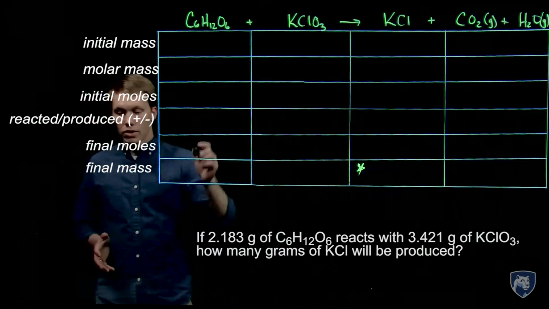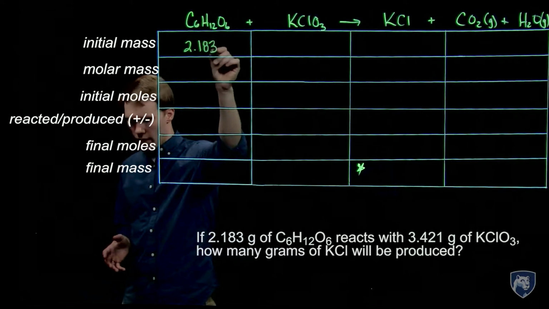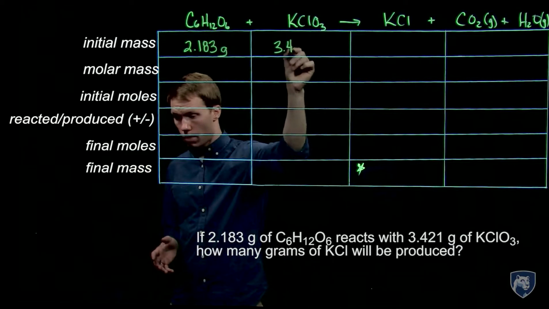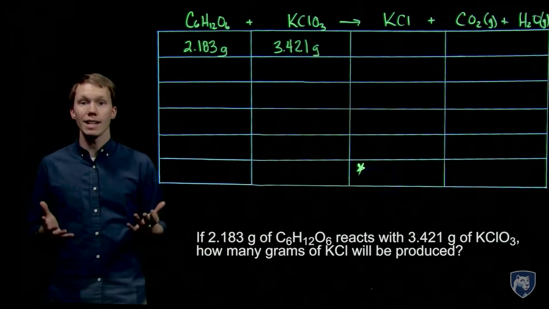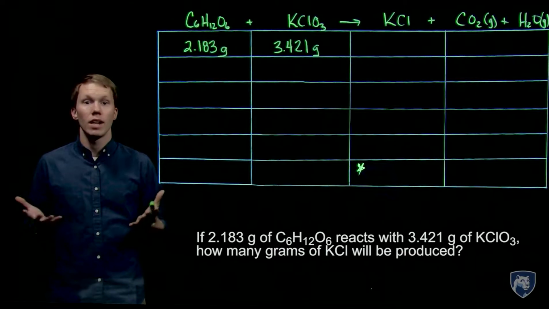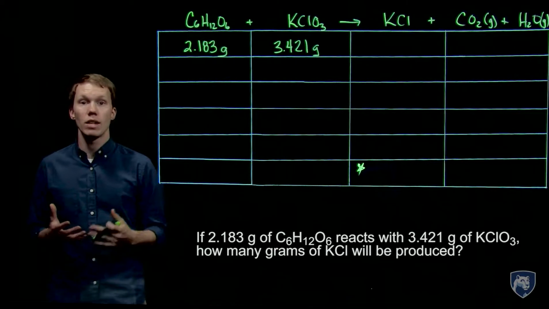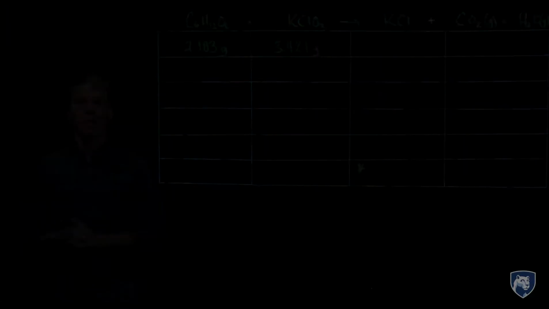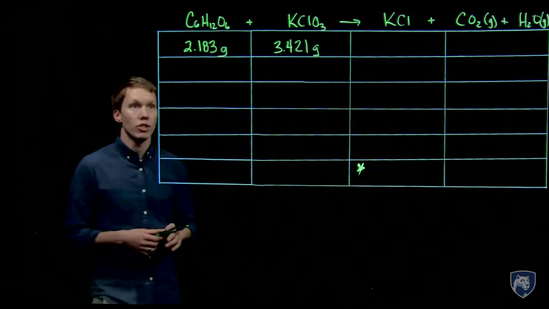Let's say I start with 2.183 grams of sugar and 3.421 grams of potassium chlorate. I can't easily tell with those numbers what the limiting reactant is. It's not like the other example that we've seen where there's an excess and we know that one is going to be product determining. So before I even start doing any math, let's balance the chemical equation.